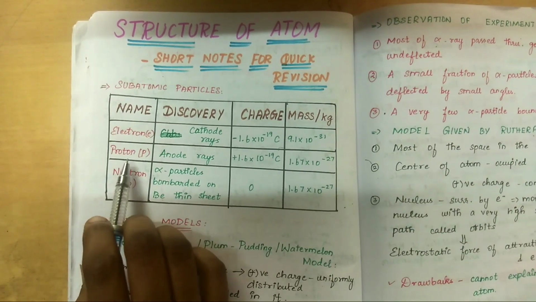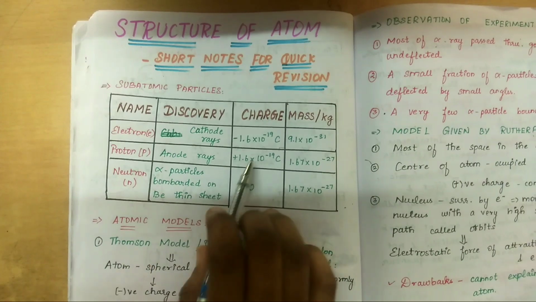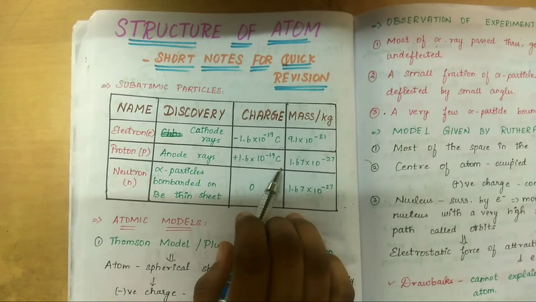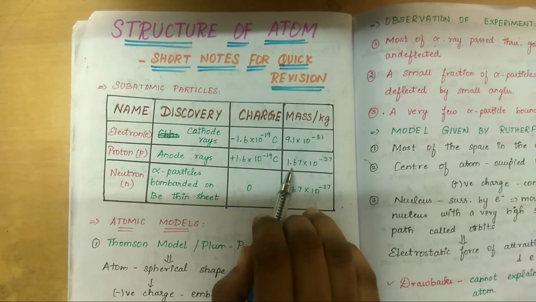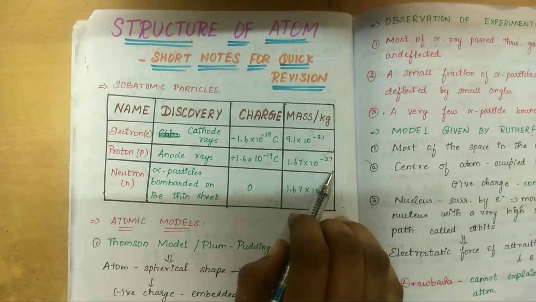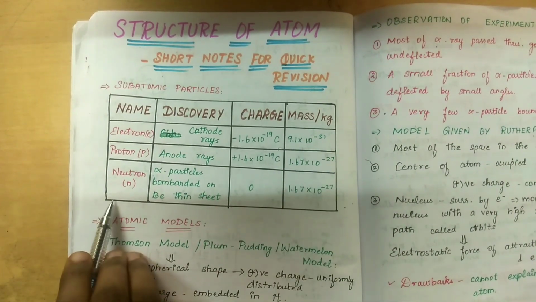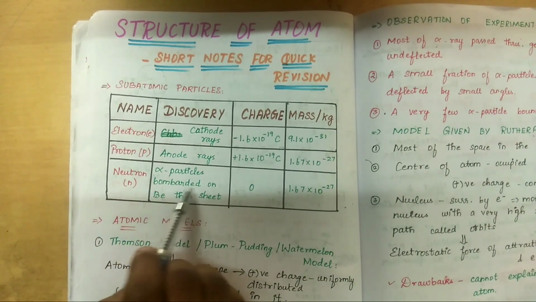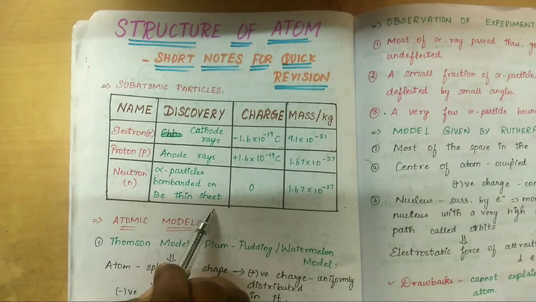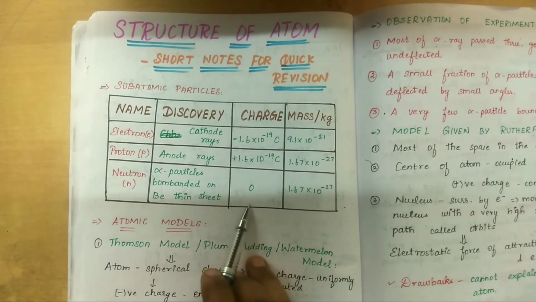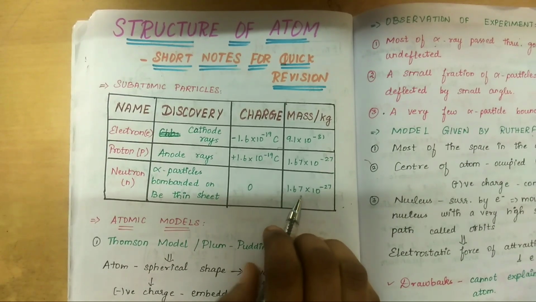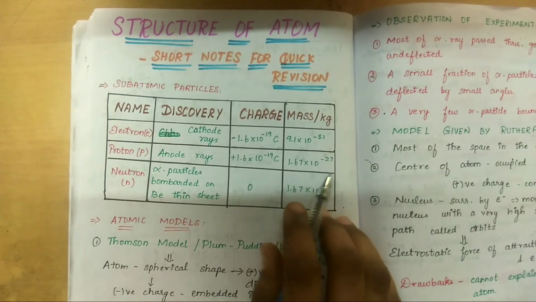The proton was discovered from anode rays. It has a charge of plus 1.6 into 10 power minus 19 coulombs and a mass of 1.67 into 10 power minus 27 kilograms. Then the neutron was discovered from alpha particles bombarded on a thin beryllium sheet. It has zero charge, and its mass is similar to the proton, which is 1.67 into 10 power minus 27 kilograms.